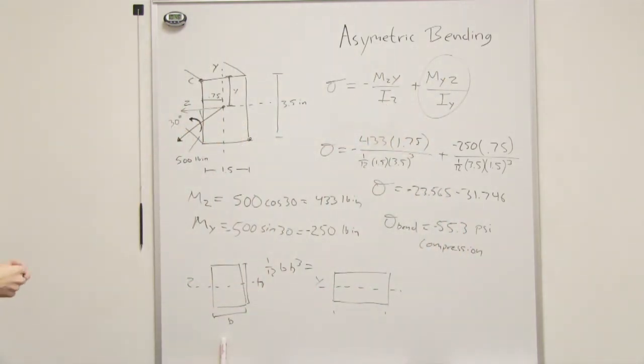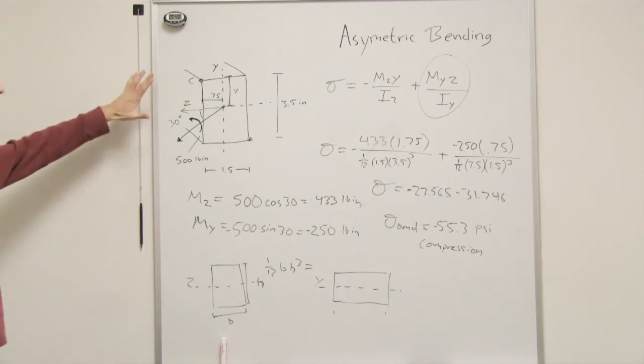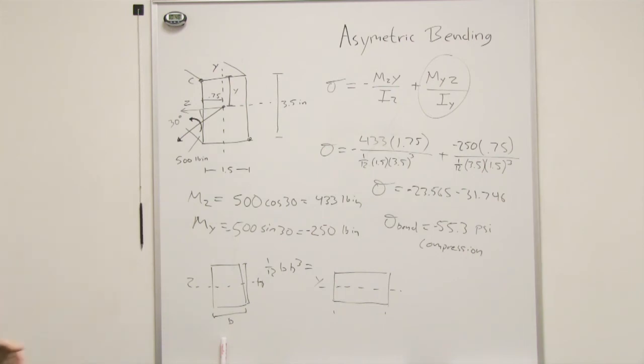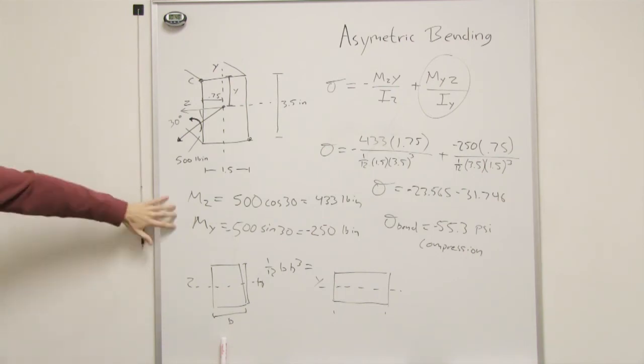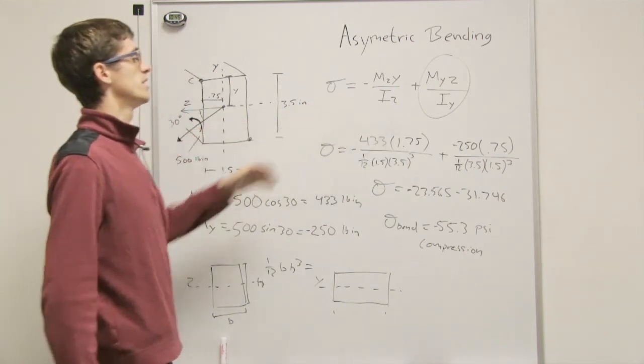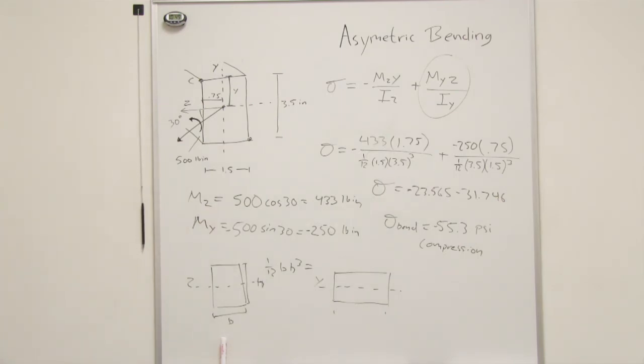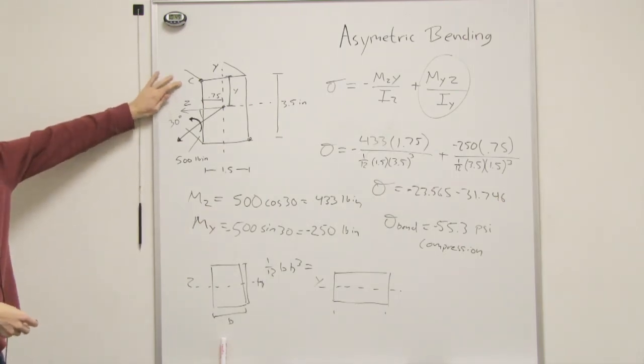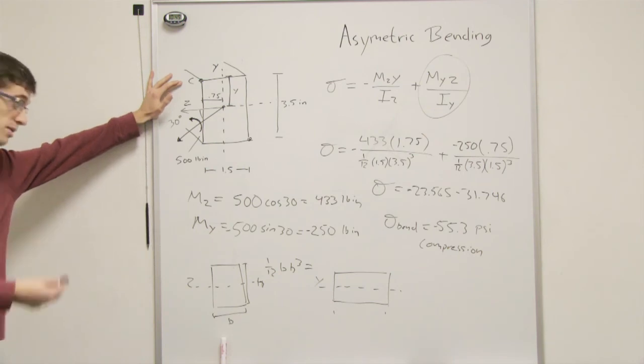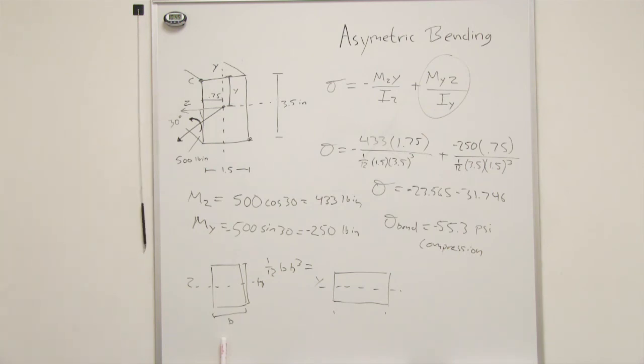And yeah, so basically what we did is we took this picture and we broke it up into its z and its y components so that we could then plug it into this equation up here to find what the bending stress was in this corner, where we knew that the compression would be the most. And yeah, that's a basic overview of what asymmetric bending is and how to look at it.